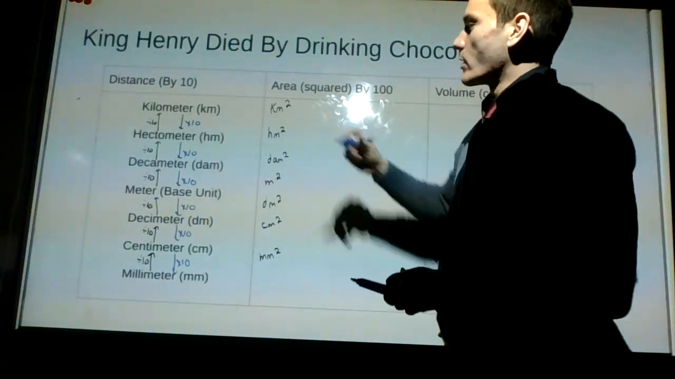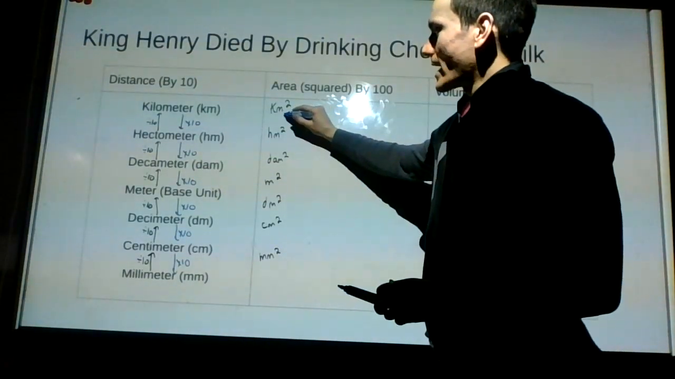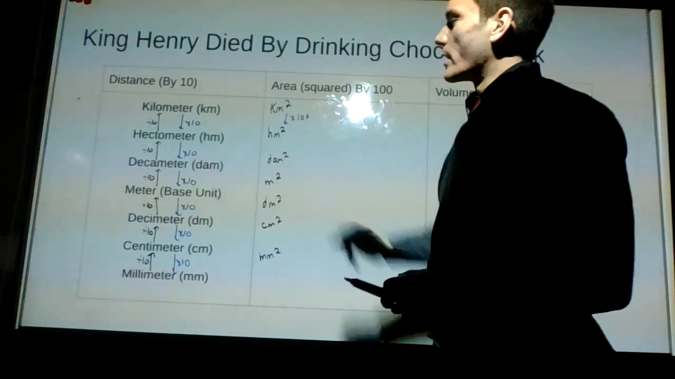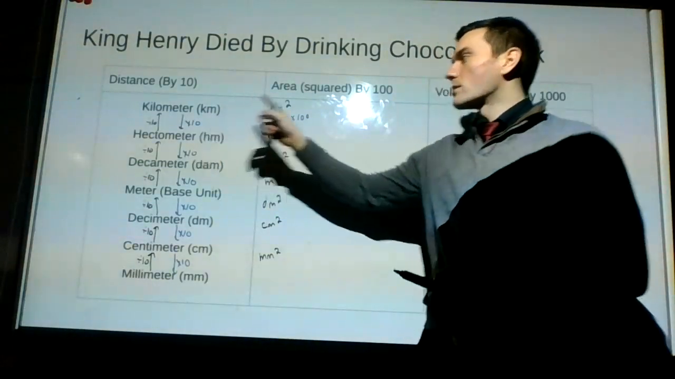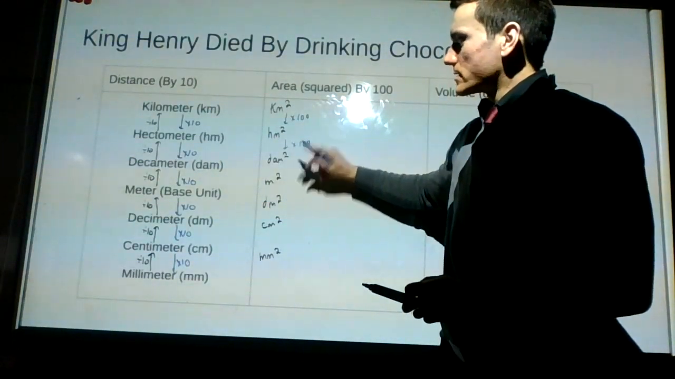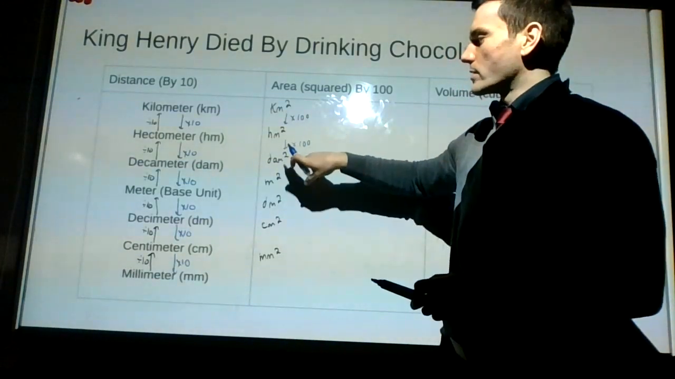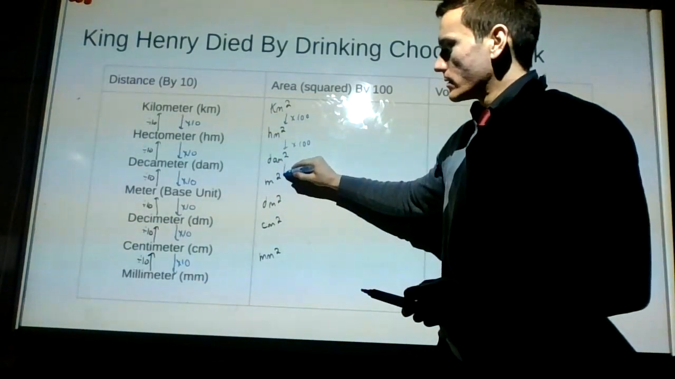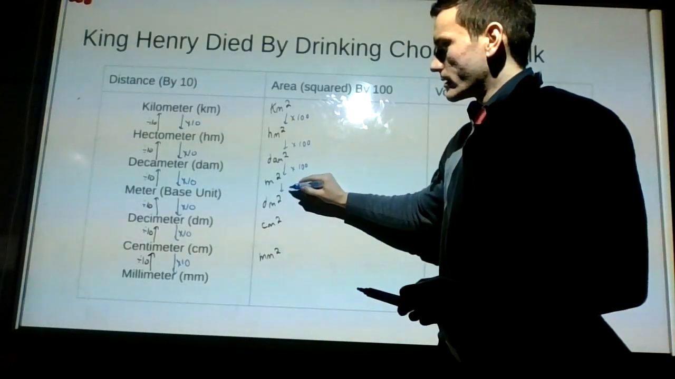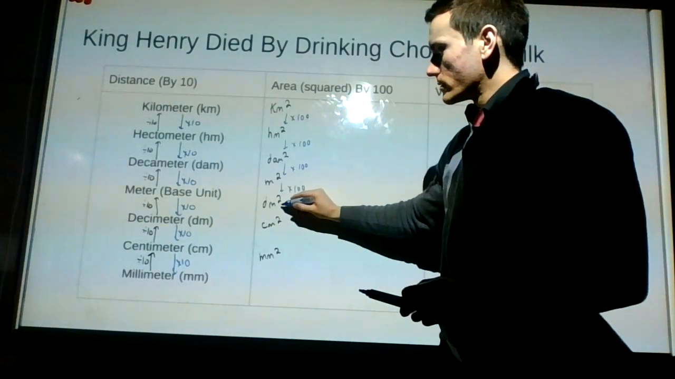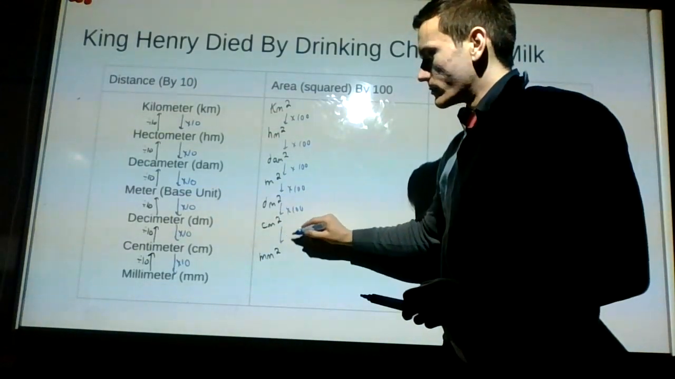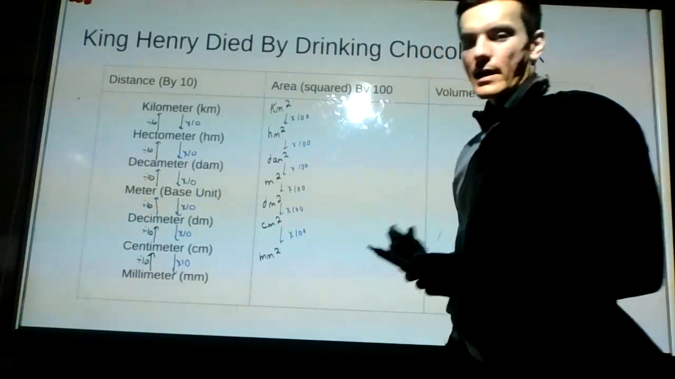So now if I'm going from kilometers squared down to hectometers squared, I'm going to multiply by 100 because 10 squared is 100. I really want to emphasize this. Going from hectometers squared to decameters squared, we'll multiply by 100. Going down to meters squared, we'll multiply by 100 again. Next unit, multiply by 100. Going to centimeters squared, we'd multiply by 100. And going to millimeters squared, we would multiply by 100.